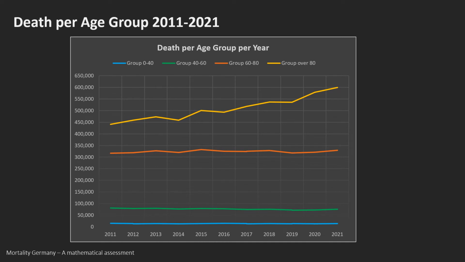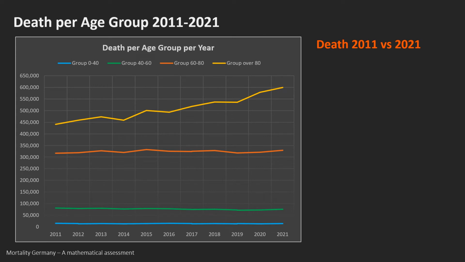Here I put that on the graph. Not as expected. Everything looks stable, but the group over 80 is going up. Just some fun calculation where I used the deaths from 2011 compared to the deaths in 2021. And can you see there's almost 160,000 more deaths in the age group over 80.